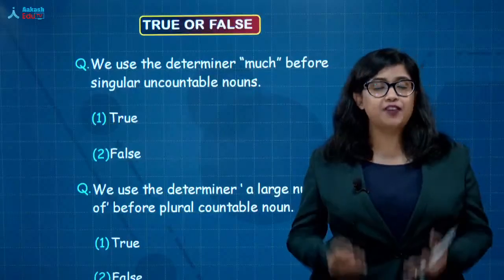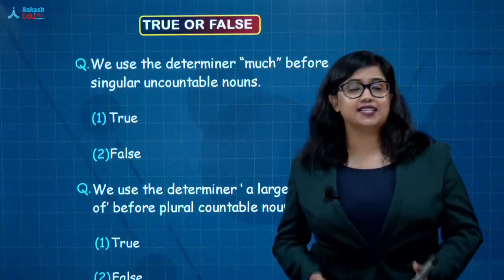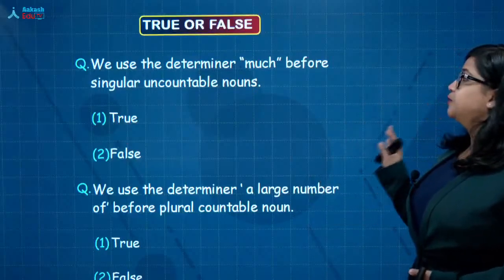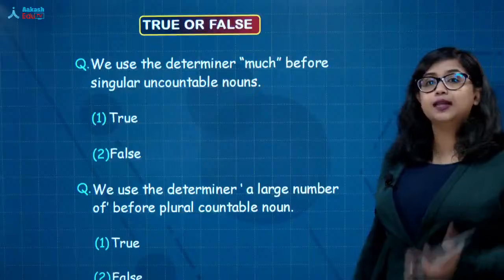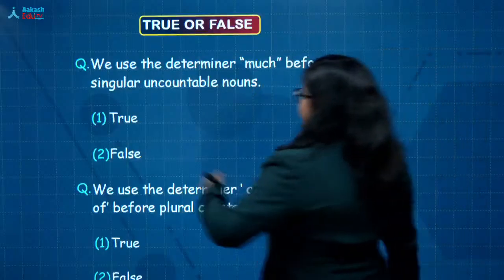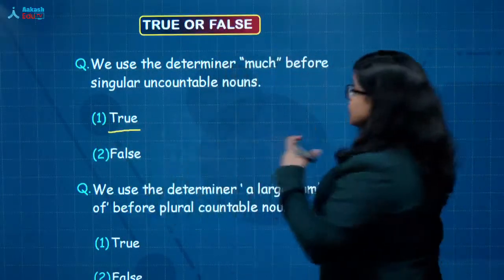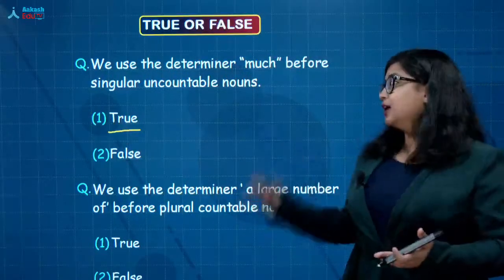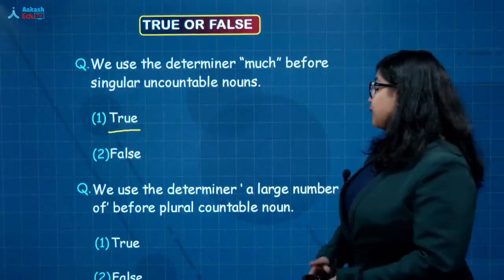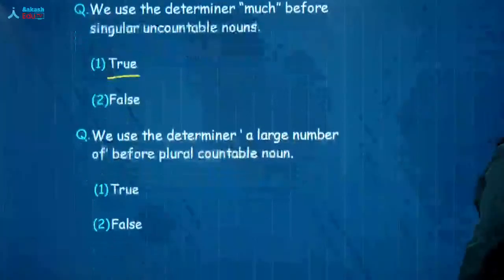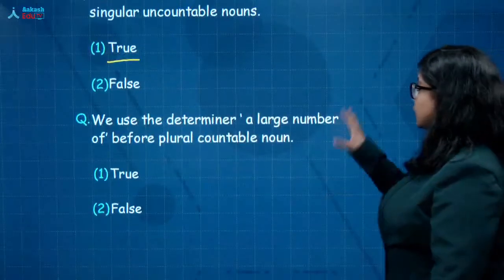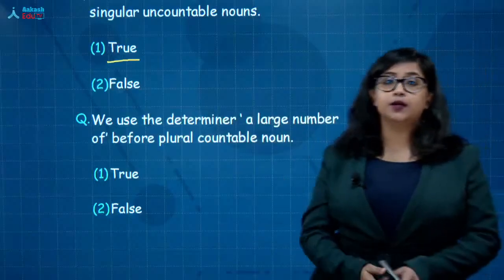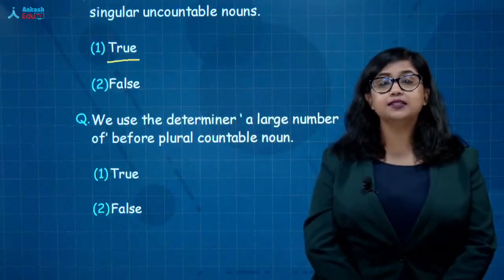Well done guys, excellent job. Yes, indeed, absolutely correct. We use much before singular uncountable nouns. It is indeed true. Like I said, many is used for your countable nouns, much is used for uncountable nouns. Moving ahead with the next one, we use the determiner a large number of before plural countable nouns. Come on, look at the statement and try to guess the correct answer.